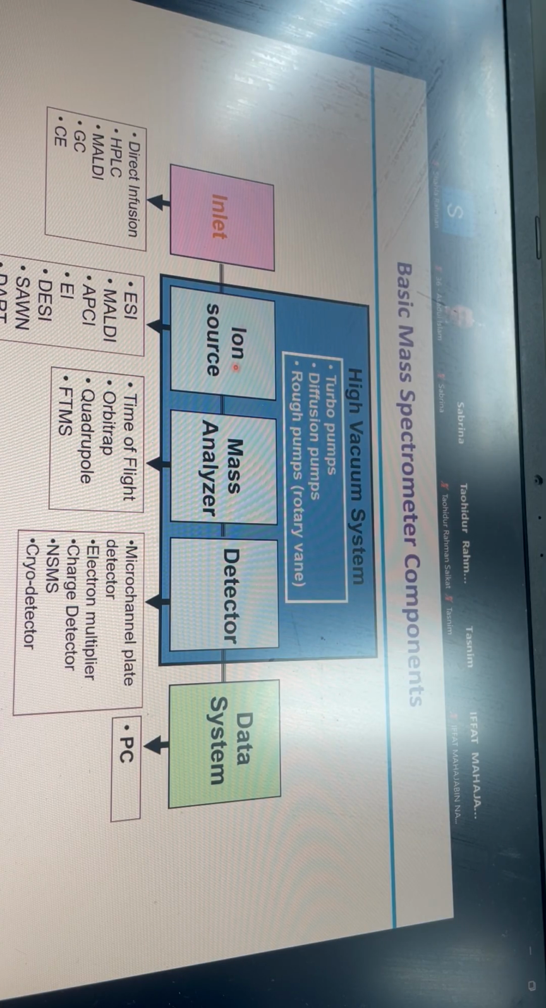Okay, so ion source, what is the function of the ion source? The function of the ion source is to generate gaseous ions. Why do we need to transfer the sample into the gas phase? Because in the gas phase all the molecules are separated from each other. So then you can measure the mass of single molecules.